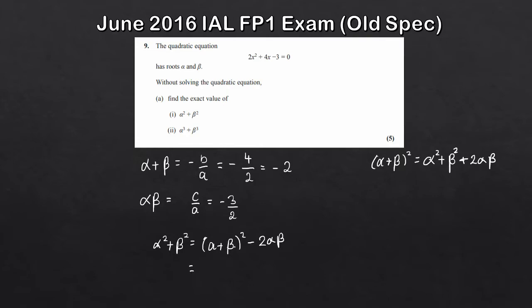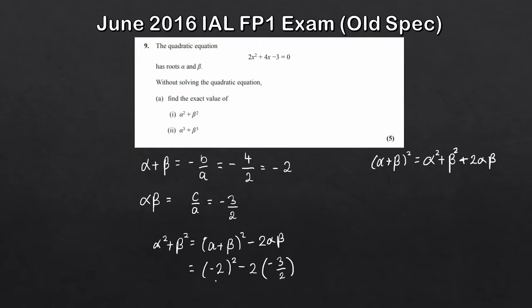Okay, we know what alpha plus beta is. That's minus 2, and we know what alpha beta is. That's kind of the reason why we've worked them out, right? So we can now use that fact to work out alpha squared plus beta squared. So that's minus 2 squared, minus 2 lots of minus 3 over 2.